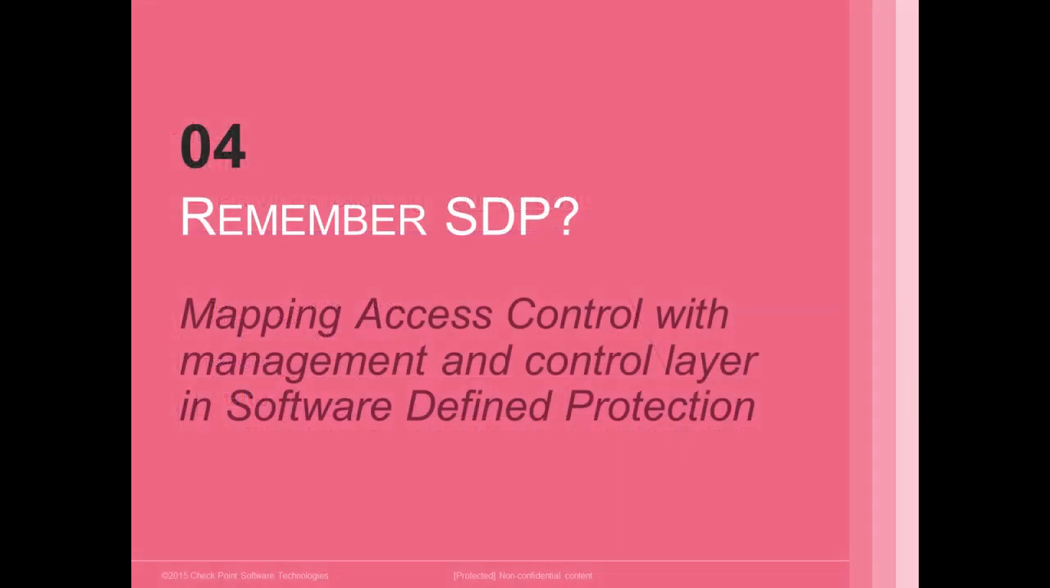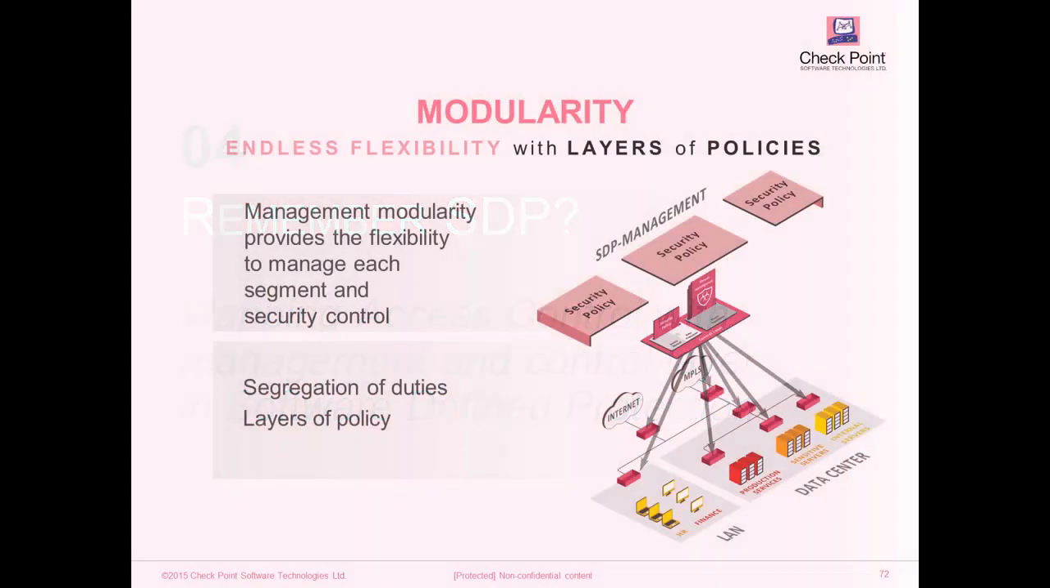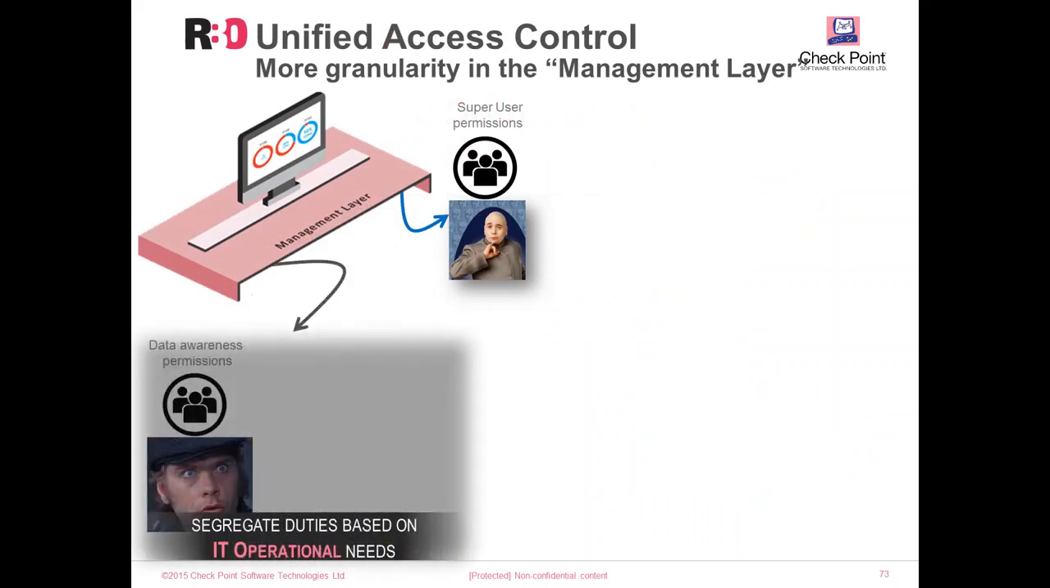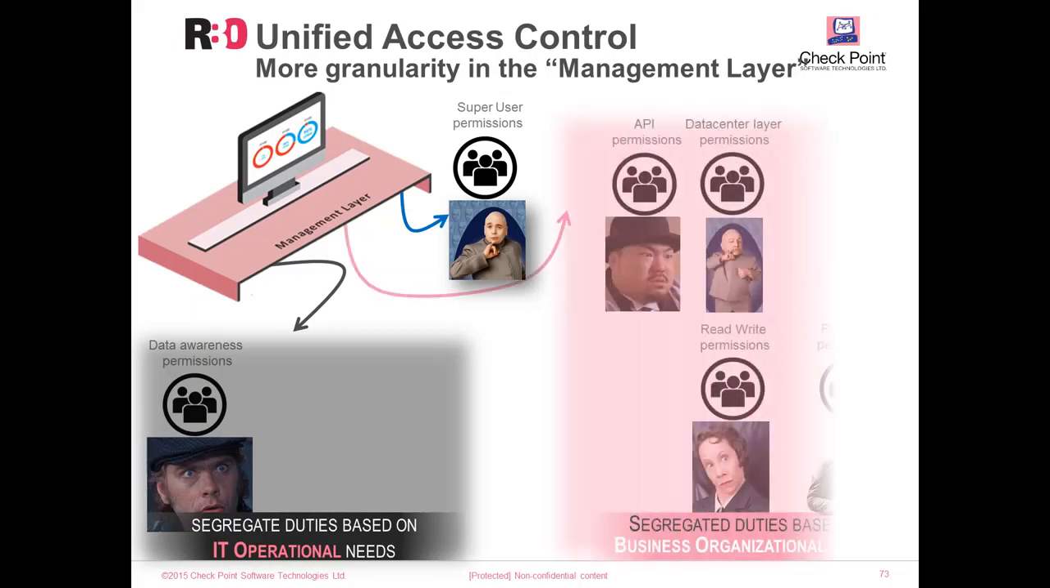So do you remember software-defined protection architecture? Now we're going to try to map access control in R80 with the management and control layer inside the software-defined protection architecture. So the software-defined protection architecture states that the management layer needs to be modular to support segmentation and segregation of management duties. For better modularity, R80 provides the possibilities to segregate duties based on IT operational need and segregate duties based on organizational structure need.